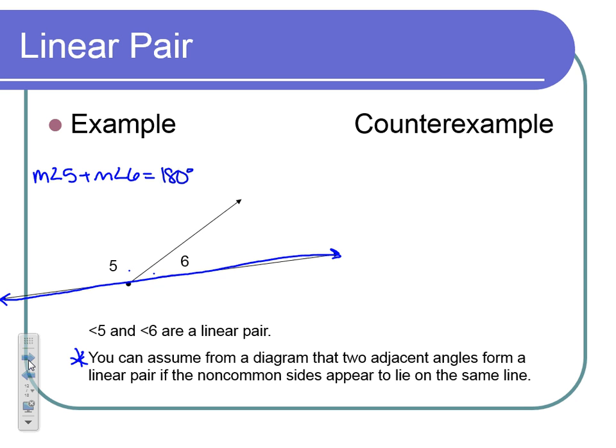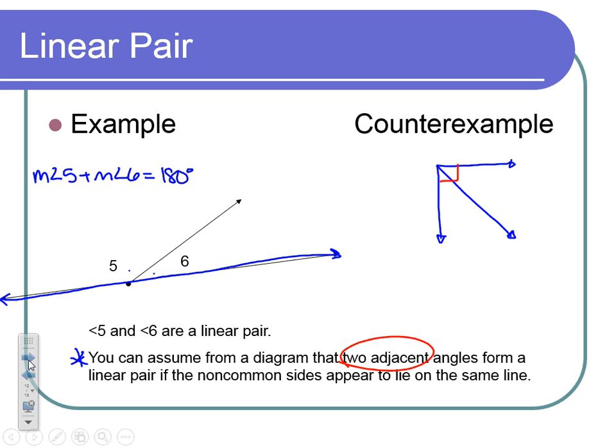Okay, a counterexample, an easy one, if they're not a linear pair, I could say that they're complementary. They'll form half of a line, they'll form 90 degrees, but it is not a linear pair because they don't form a straight line. So there's a quick and easy counterexample. You could also say they're non-adjacent. That would fail because it says they are two adjacent angles.